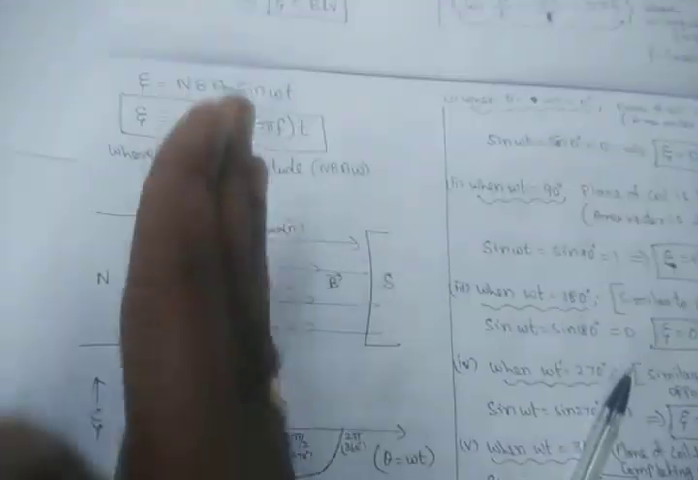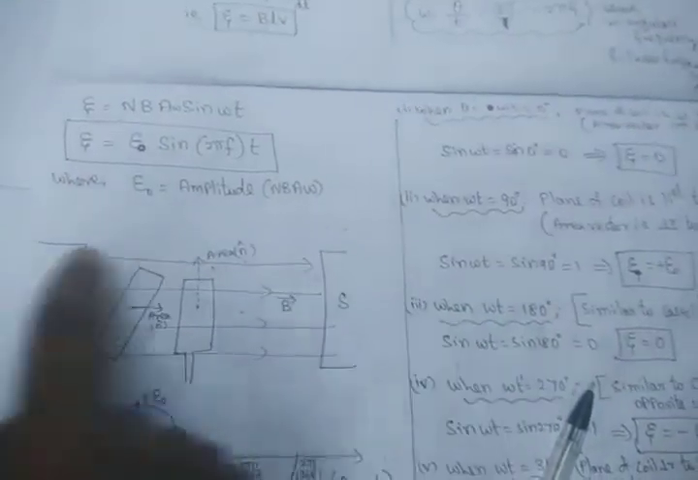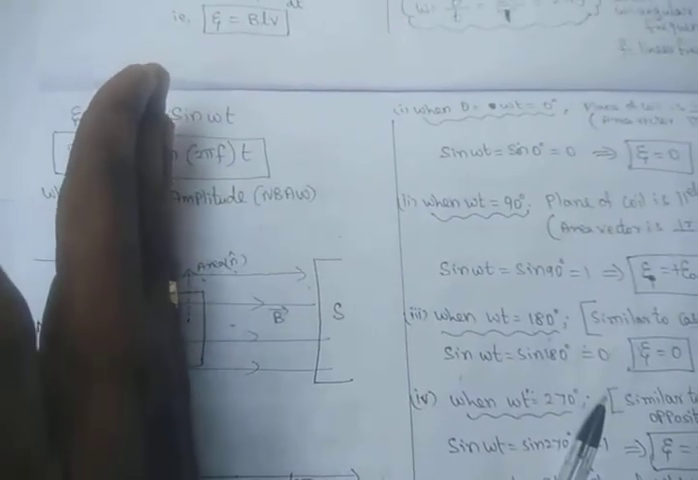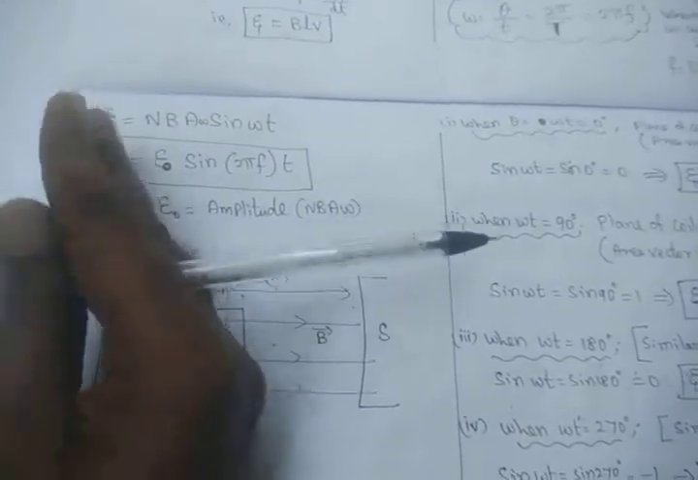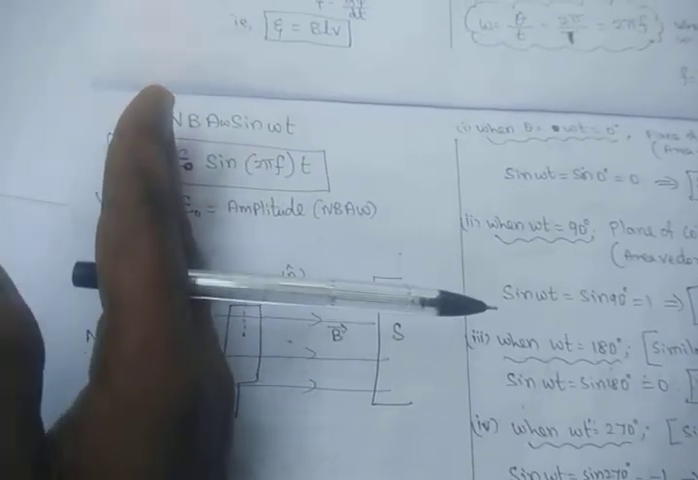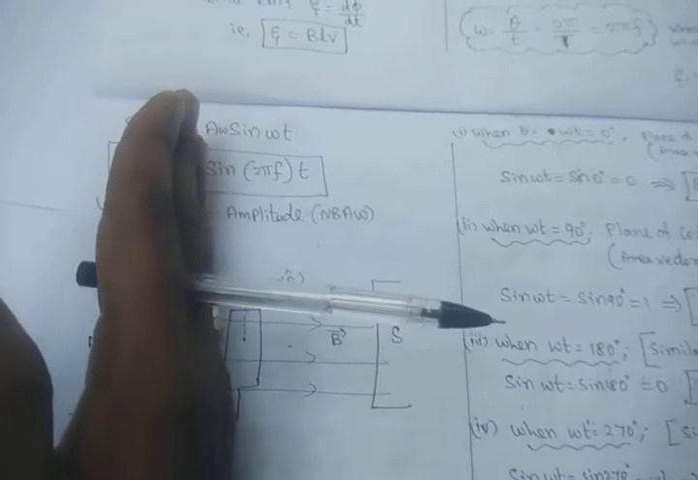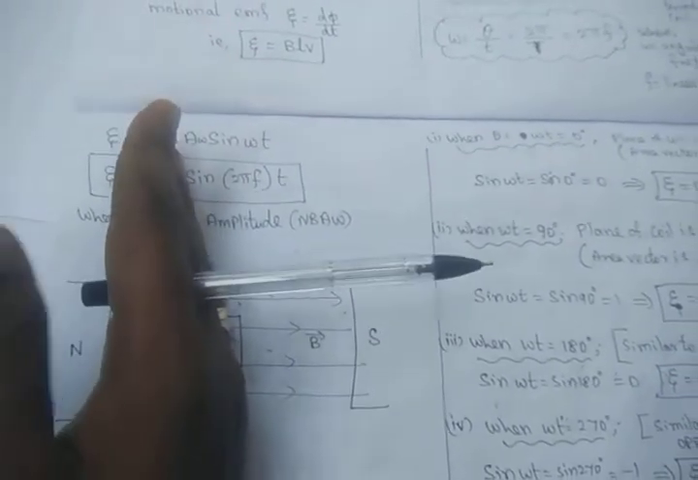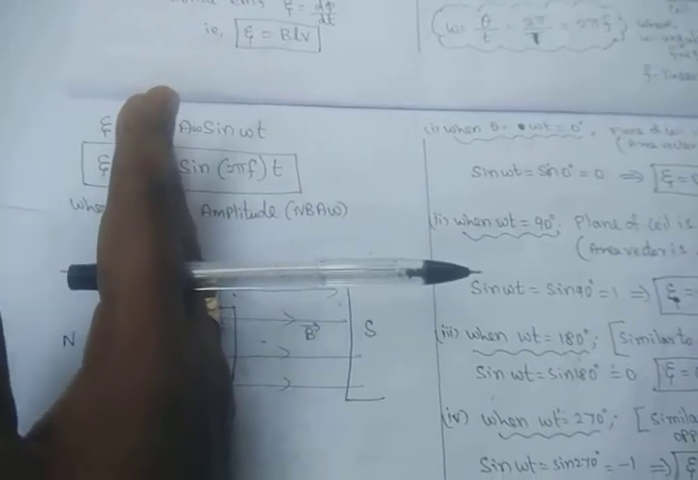So the plane of the coil means my hand is a plane of the coil. My hand is a coil. So this is the magnetic field direction. The plane of the coil is perpendicular to the magnetic field, but the area vector is parallel to the magnetic field. Do you understand? So my hand is the plane of the coil that is perpendicular to B vector, but the area vector of this plane is parallel to B vector.